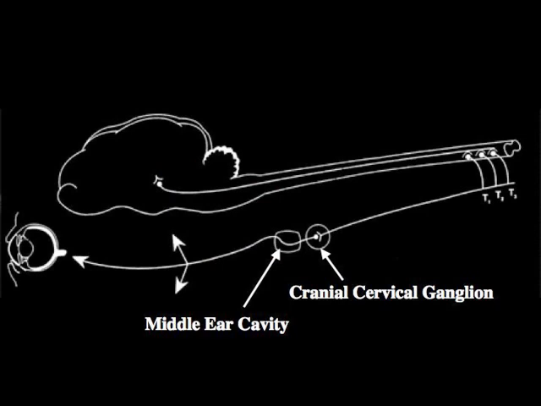It travels in a group with some very important structures. Yep, travels with the vagus. Good. It's the vagus sympathetic trunk. Yep, that's right. It's the sympathetic part of the vagus sympathetic trunk, and it travels with one other important structure. Yeah, the carotid artery. That's right.